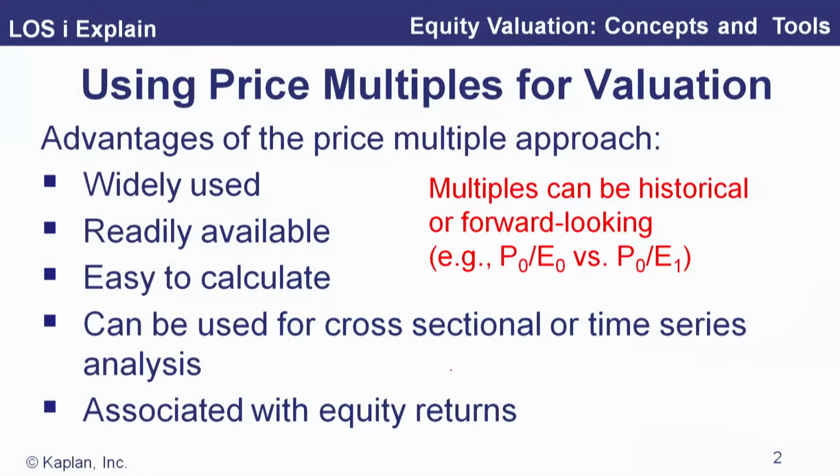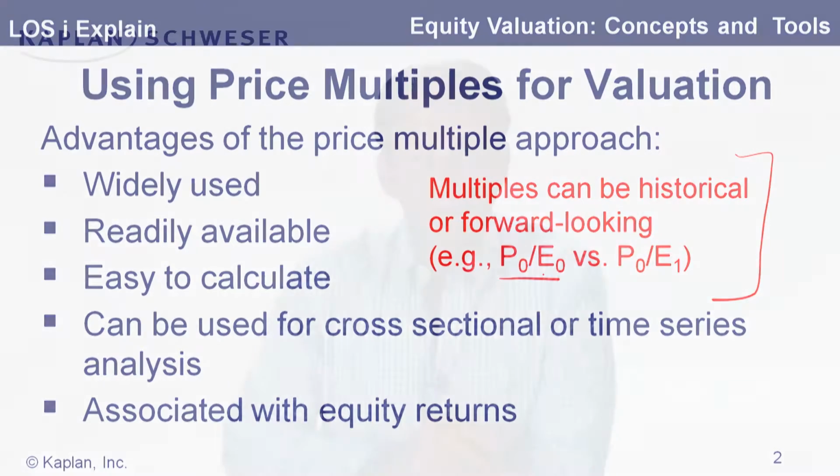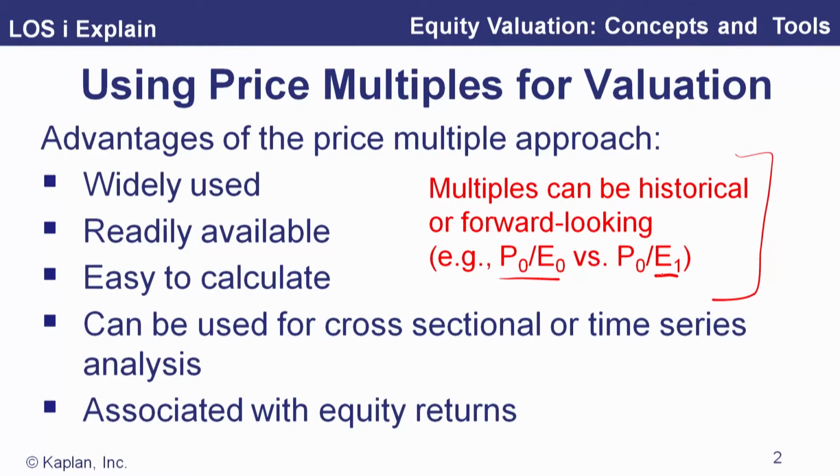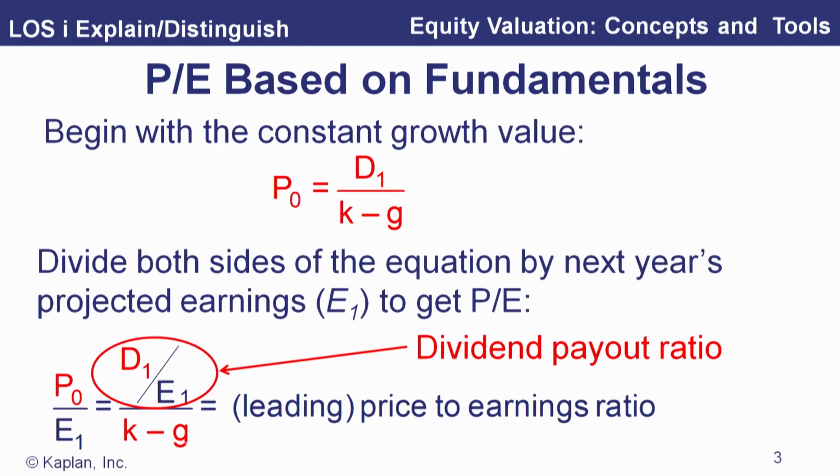And these multiples we've got here can be historical or forward-looking. Sometimes when you're given a PE, it's based on last year's earnings, so the price now based on the prior year's earnings. Or we can also divide by the expected earnings for the coming year, E1, and we get a forward-looking price-earnings ratio. And we can use these for, as I mentioned, cross-sectional or time series analysis.